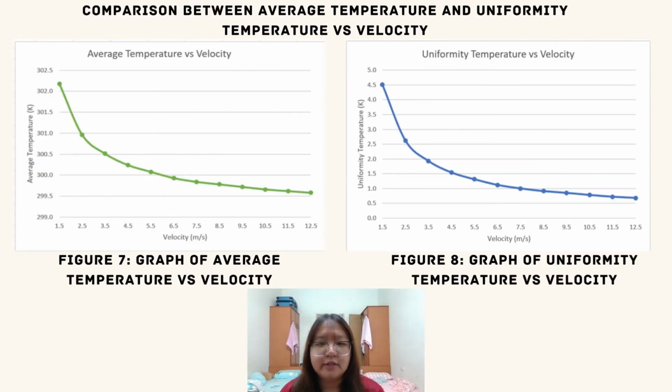The last part of the results and discussion is the comparison between average temperature and uniformity temperature versus velocity. Figure 7 shows the graph of average temperature versus velocity, while figure 8 shows the graph of uniformity temperature versus velocity. Based on figure 7, the average temperature decreases as the inlet velocity increases, while based on figure 8, the uniformity temperature also decreases as the inlet velocity increases. Therefore, the graphs of average and uniformity temperature against velocity show a similar pattern.